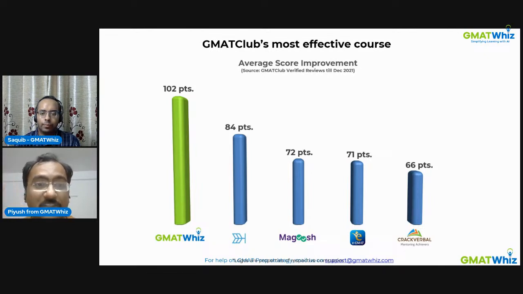Right now, our average score improvement for international students, meaning non-native speakers, people outside of the US and Canada, is 98 points. If you look at Target Test Prep, it is about 85 points, Bagosh is at 72 points, e-GMAT is at 72 points, and Platform is at 66 points. That's primarily because of the personalization that we do. And I really take pride in that.